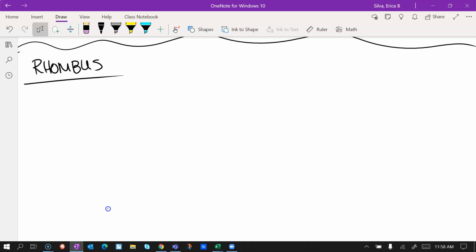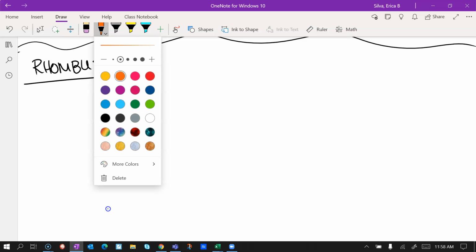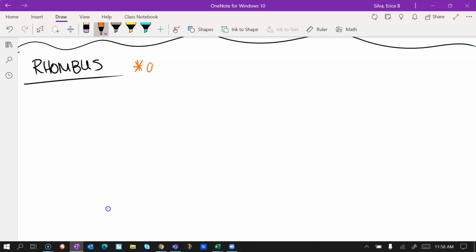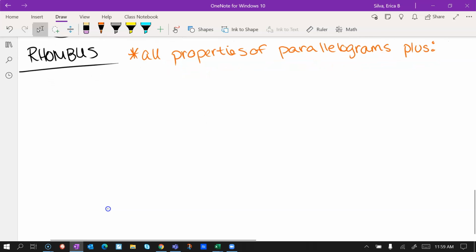I think rhombuses are like a huge mixture between parallelograms and squares. It has all of the parallelogram characteristics. So let's write that down: all properties of a parallelogram, plus. And then we'll write them down.